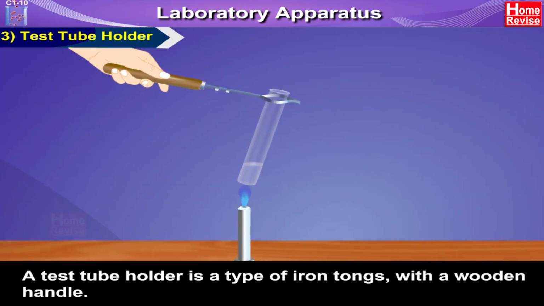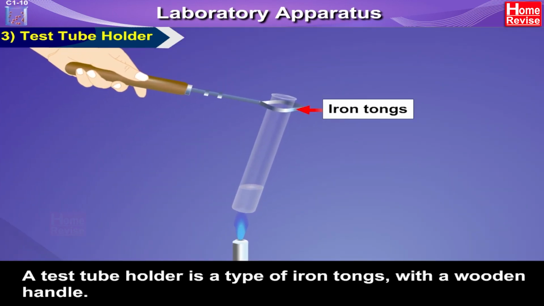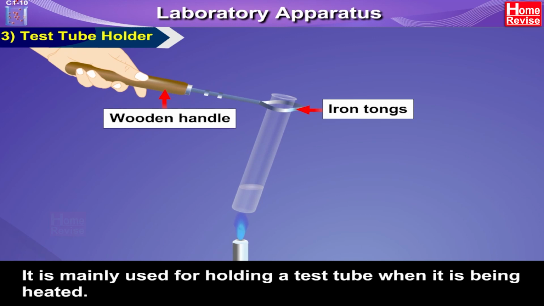3. Test tube holder. A test tube holder is a type of iron tongs with a wooden handle. It is mainly used for holding a test tube while it is being heated.